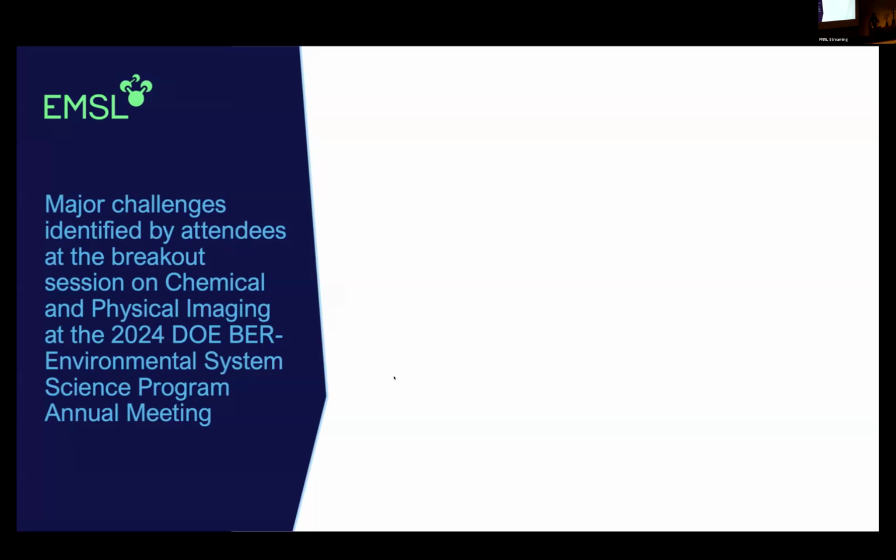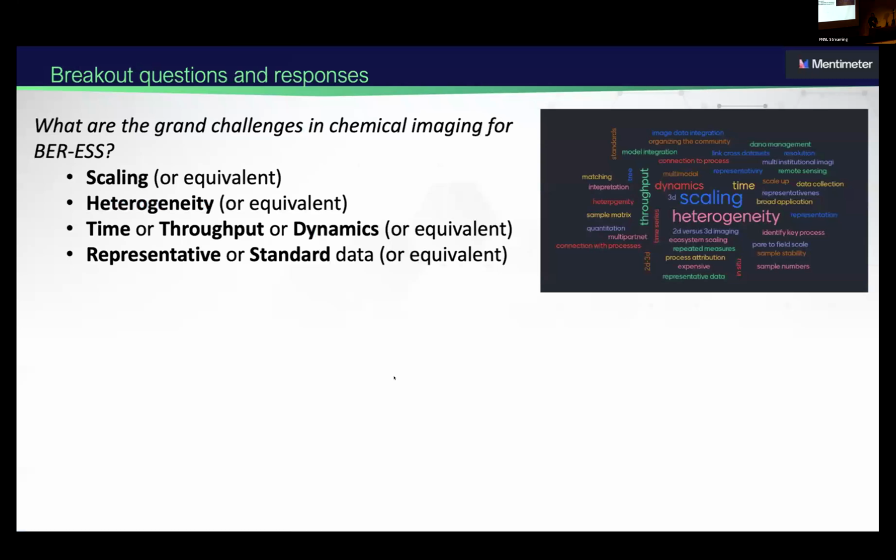So this leads us to maybe a slight break in the conversation, but this kind of goes to what we talked about earlier. Moss started the whole meeting about is that we had this DOE BER ESS annual meeting, and we had a breakout session where we tried to ask folks where they see some of the major challenges for chemical imaging within BER and ESS space. And we've talked about them all here. I guess everyone's kind of thinking in the same space.